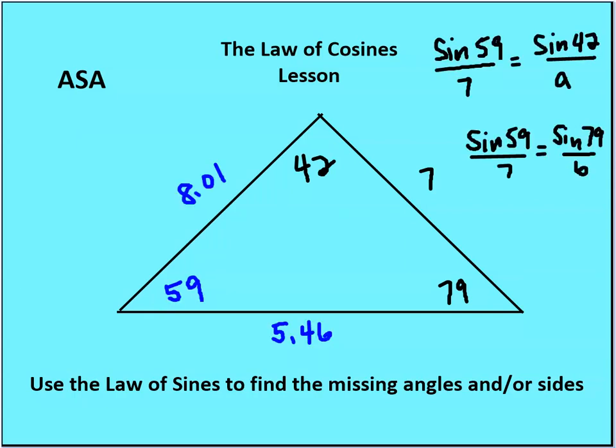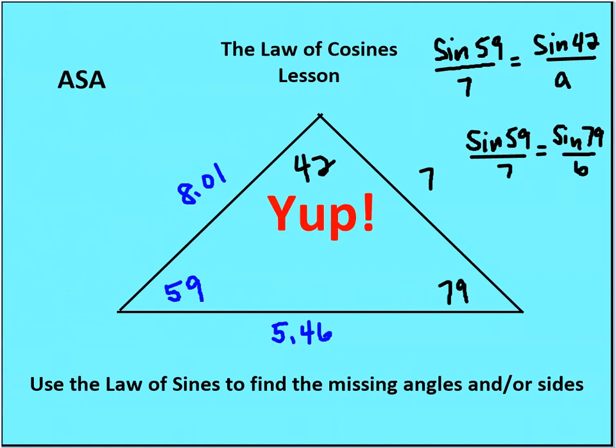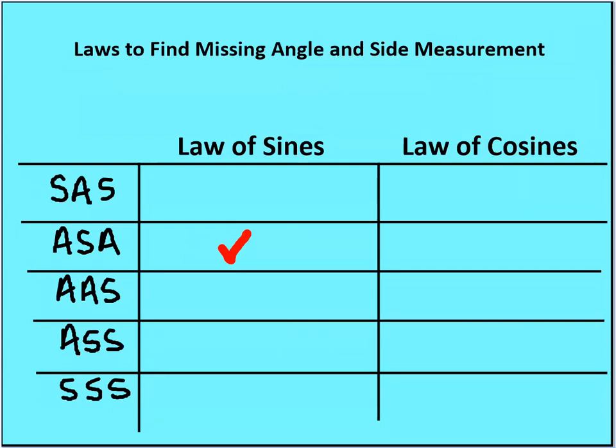All right, so you should be able to solve this triangle with these values, not a problem. Again, you can pause this to look at my work. We're going to go to our table, and we're going to acknowledge that we can use the law of sines to solve angle, side, angle triangles. And so we're going to mark that with a check. That is one of the ways that we can solve angle, side, angle triangles using the law of sines.